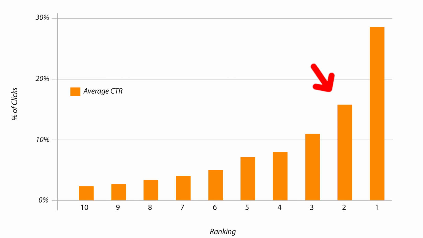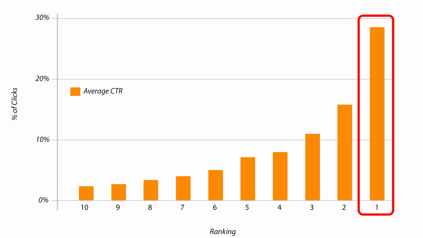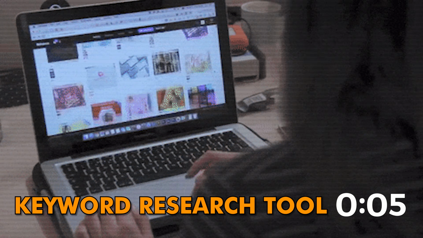Second place gets a lot less, and third place gets even less than that. And the drop off is exponential. The #1 listing does more money in sales than positions 2 through 10 combined. Now you might be wondering how you actually figure out what people are searching for on Amazon.